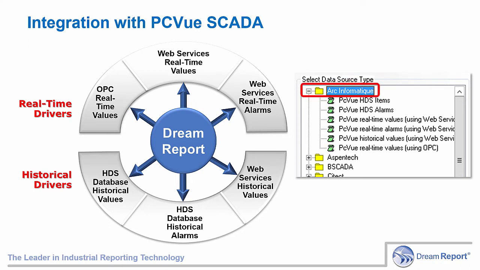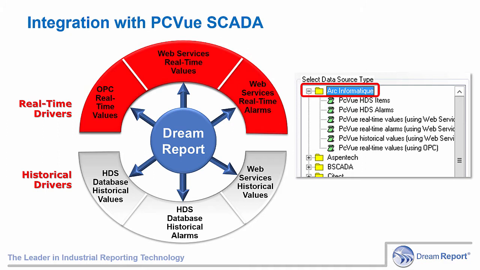When we expand the ARC Informatique folder in the Dream Report Communication Driver Wizard, we see the list of available PCVue drivers. For communication with real-time values and alarms, we have three options. If Dream Report is installed on the same machine as the PCVue HMI, using the OPC real-time values driver is a quick and easy way to access real-time values.